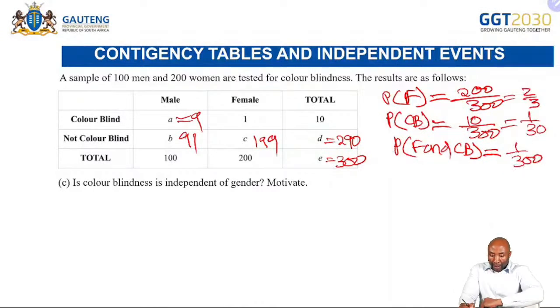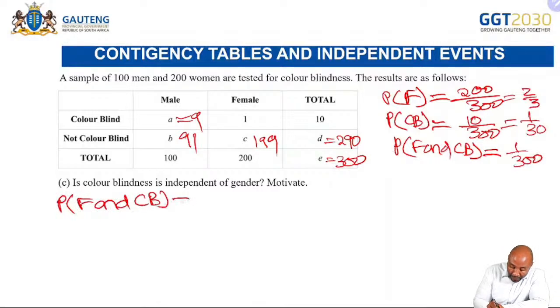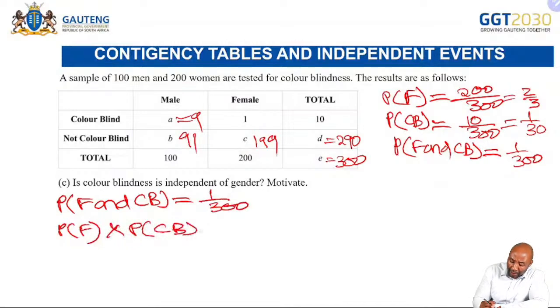Now, we will use this to help us calculate and justify whether color blindness is independent of gender or not. We have found the probability of being female and colorblind. We found it as 1/300. Now, let us check. What is the product of the probability of being female multiplied by the probability of being colorblind? Let's see what it gives us.